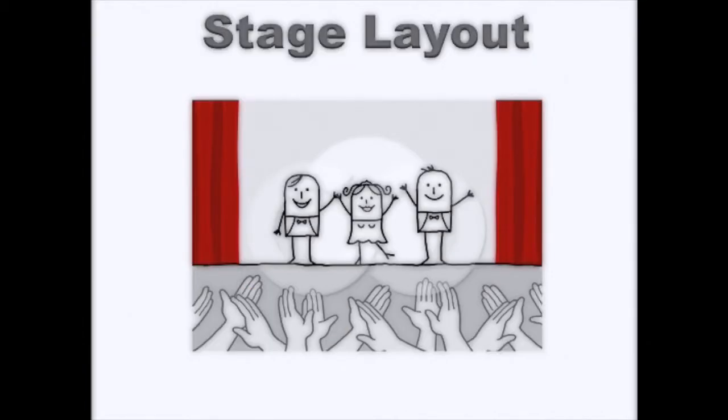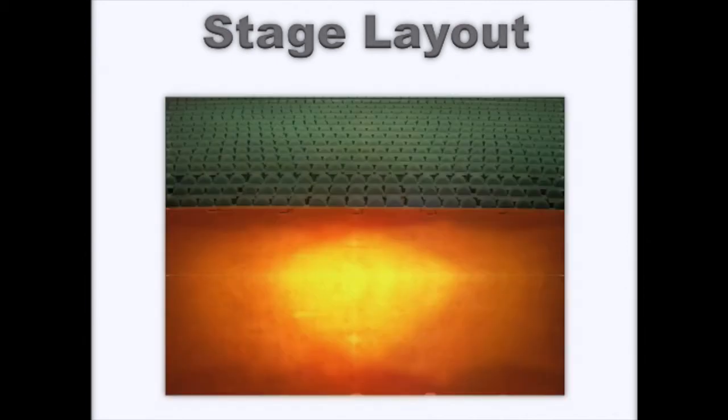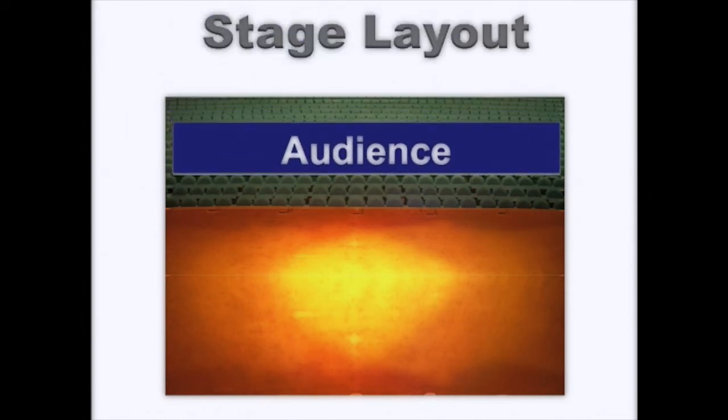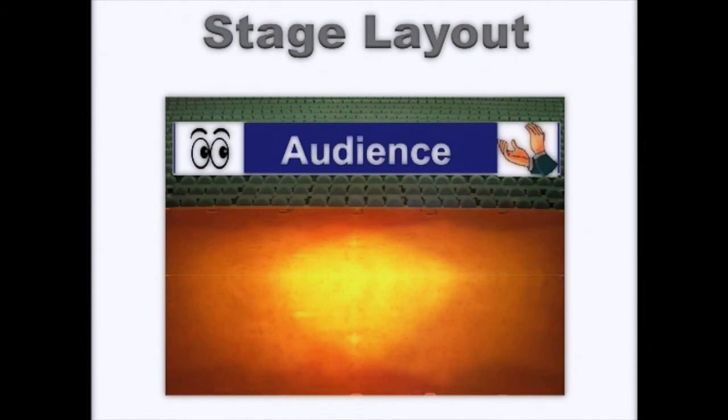This is how the audience views the stage. What if I'm standing on the stage? Being a performer, this is how it looks. The audience are in front, while the performers stand on the stage below. Like this. So this is where the audience sit. What did the audience do? They look at the performers on stage and they clap for the performers.